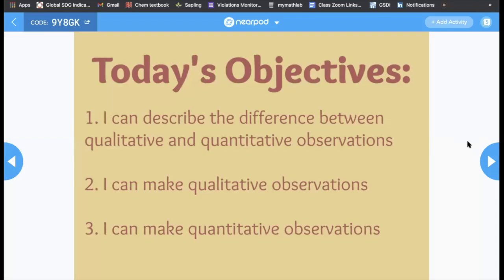So today's objectives are: one, I can describe the differences between qualitative and quantitative observations. Two, I can make qualitative observations. And three, I can make quantitative observations.